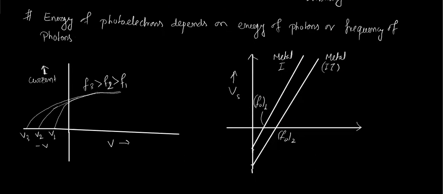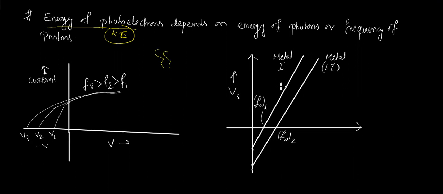Now you can see here another note. Energy of photoelectrons depends on the energy of photons, or frequency of photons. That means the energy of photoelectrons represents here the kinetic energy of electrons. So kinetic energy of electrons depends on the energy of striking photons.